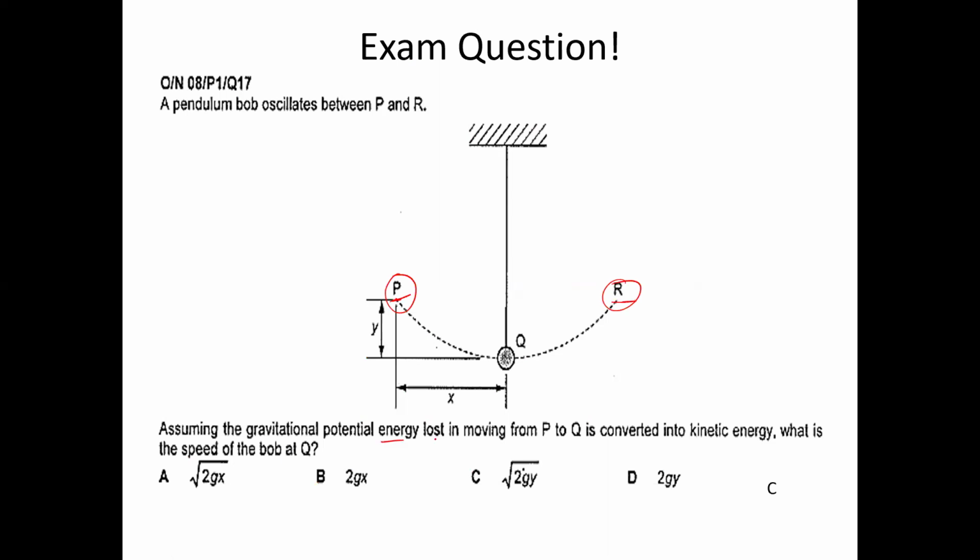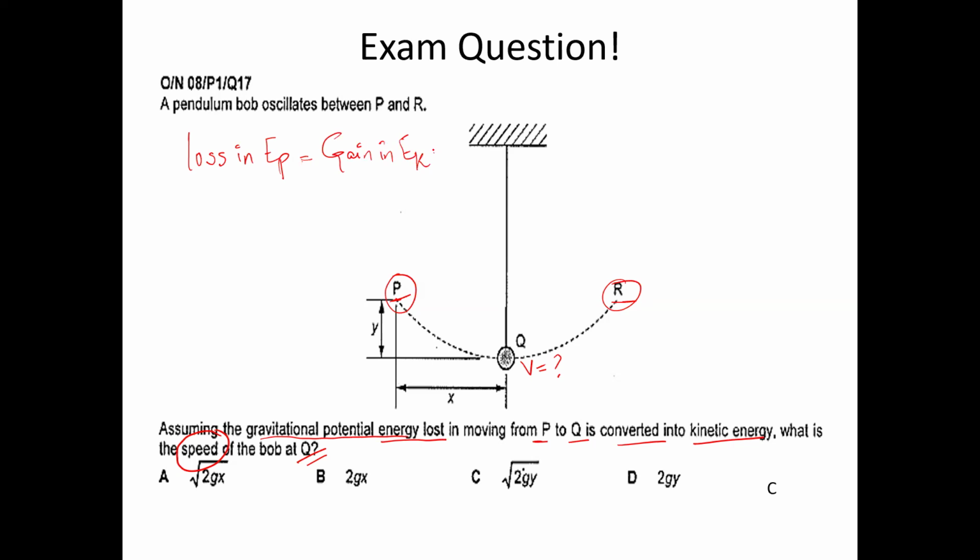Assuming the gravitational potential energy lost in moving from P to Q is converted into kinetic energy, then what is going to be the speed of the bob at Q? So we need to find out the speed at Q, right? वो कह रहे हैं कि सारी की सारी assume आप करें कि all of the gravitational potential energy is being lost and is converted into kinetic energy. So we just got to prove that loss in gravitational potential energy is equals to gain in kinetic energy. This concept we are going to use.